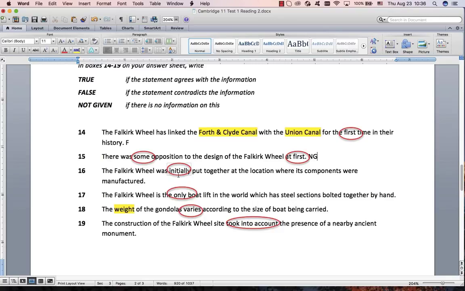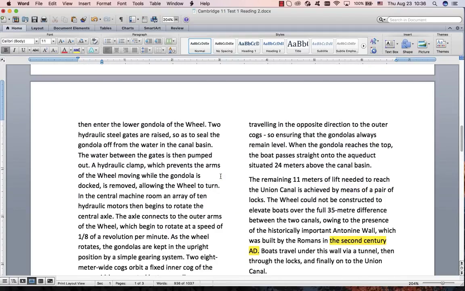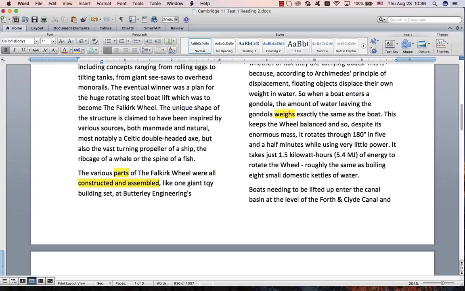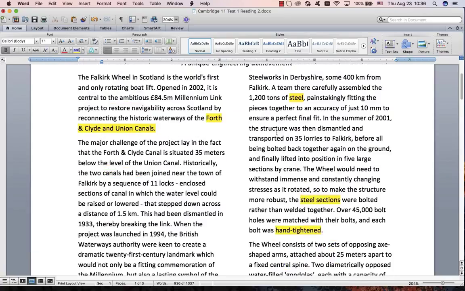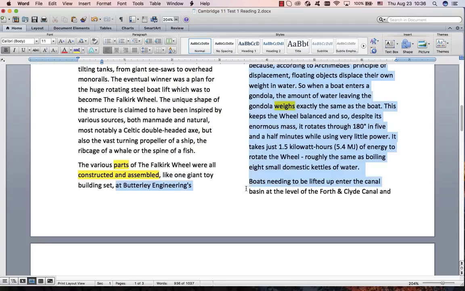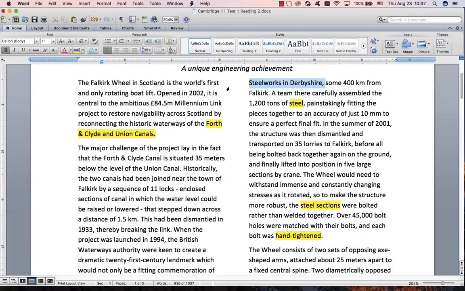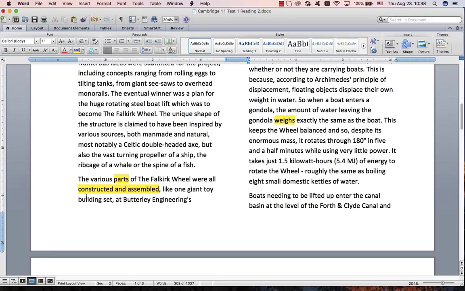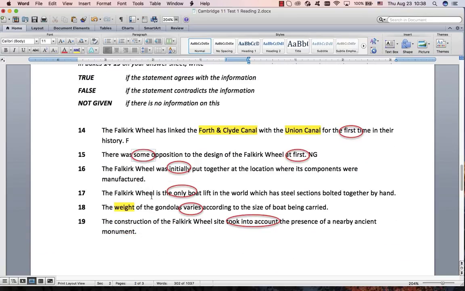Right, it was initially put together at the location where its components were manufactured. Again, this one didn't work so well. Was it initially put together there? Where was it initially put together? I think really they're testing where was it initially put together. So this is not really a circle word here. Where did they put it together initially? And we were over here, we found these words. We're looking for a place really, and the place is this engineering steelworks. So what they're focusing on here really is this. The put together means assemble.